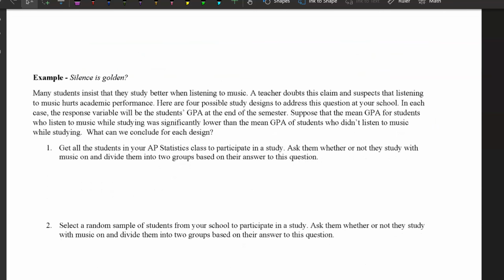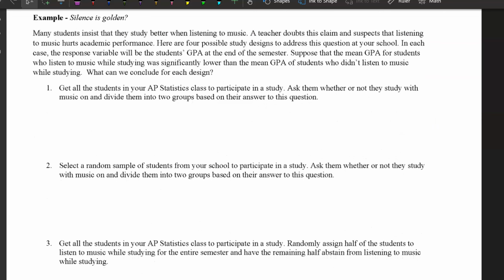Example, silence is golden. Maybe you guys say that after you listen to my lectures or videos, right? No, of course you don't. Many students insist that they study better when listening to music. A teacher doubts this claim and suspects that listening to music actually hurts academic performance.